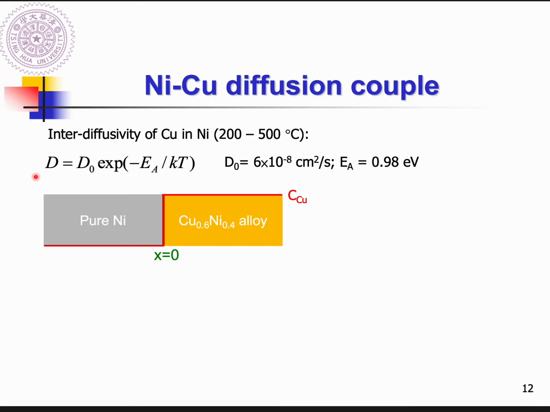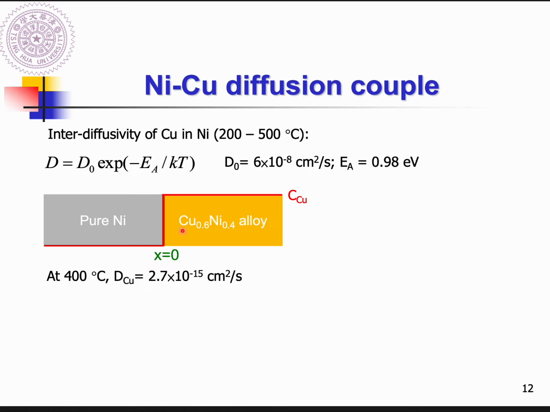Based on the data provided in these questions, we have the diffusivity as a function of temperature, activation energy, and also D0. We also need the D0 and activation energy. The temperature here we assume is 400 degrees C, so you need to convert it to absolute temperature, and you will get the diffusivity of copper expressed like this.